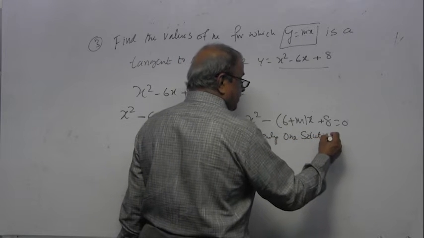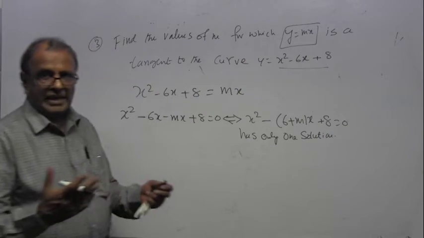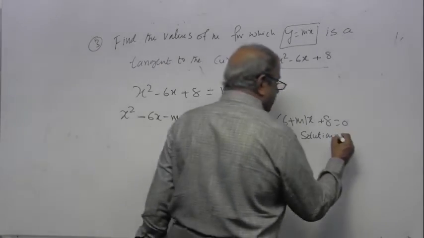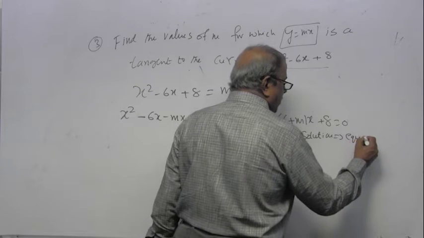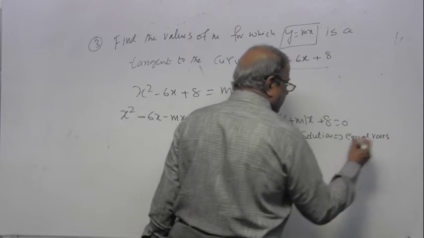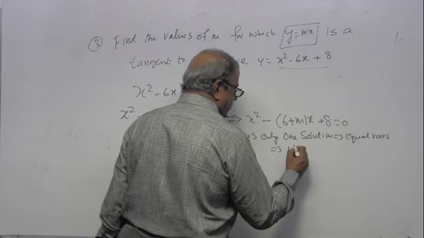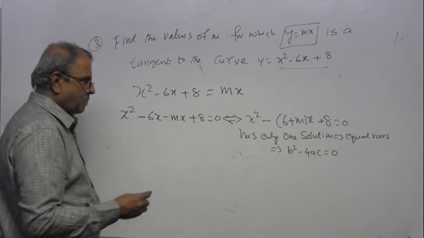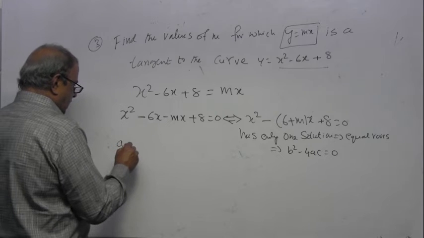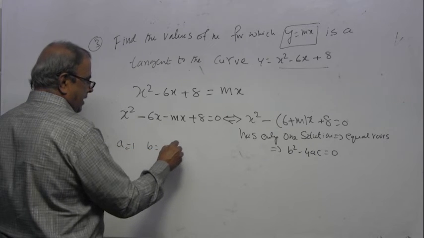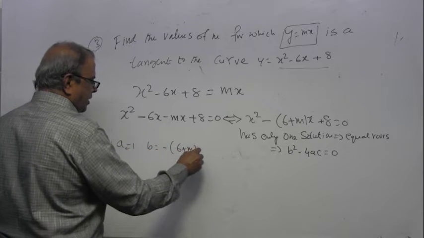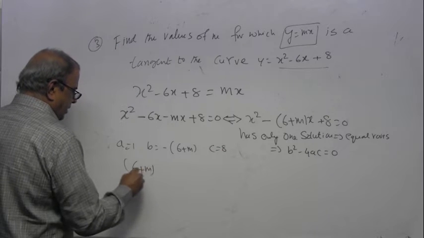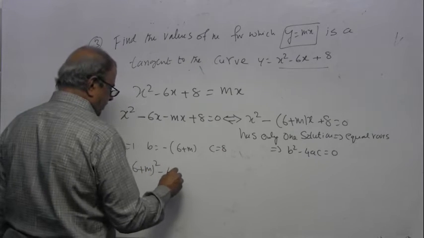Remember, when we discussed, I told you a quadratic has to have two solutions. But I'm saying only one, which means it has equal roots. If it has equal roots, that means b squared minus 4ac must be 0. So a is 1, b is minus (6 plus m), c is 8. So b squared minus 4ac.